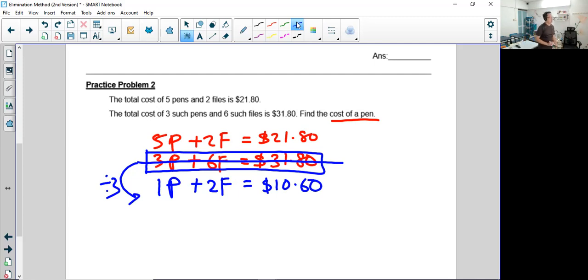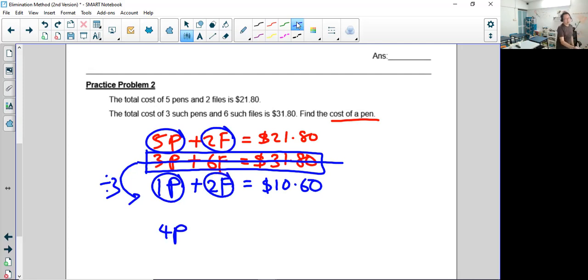And then you can now subtract. So 5 pens minus 1 pen will give you 4 pens left. And then 2 files minus 2 files will be nothing, none. No more already. And then $21.80 minus $10.60, you will get $11.20, right? And then you can find 1 pen. So $11.20 divided by 4, and you will get 1 pen, which is $2.80.